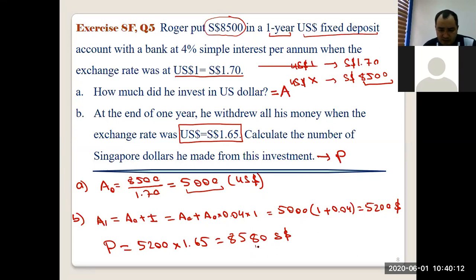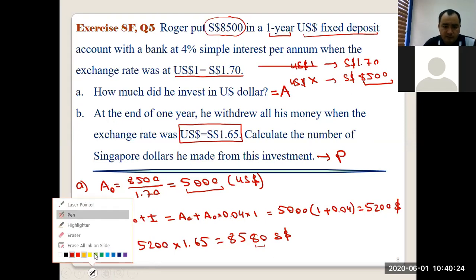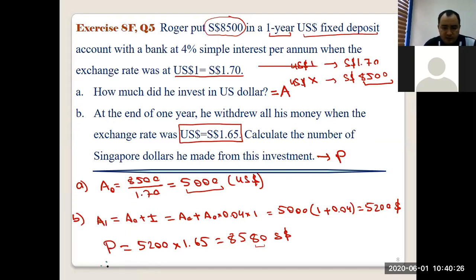8,580. So that is not the profit, actually you made some additional amount, right? So calculate the number of Singaporean dollars he made from his investment. He made 80 Singaporean dollars from this investment.